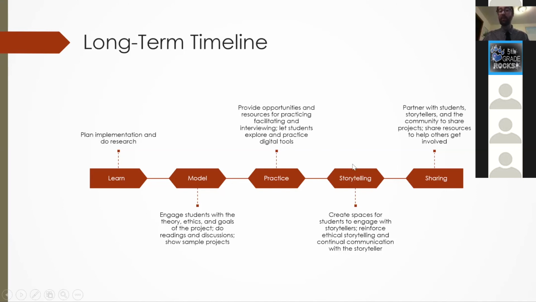Then you're going to have the storytelling piece where you're actually working on those final projects. And then you're going to have a time where you're sharing it out, getting it to the community, but also having time to just celebrate with students and letting them see each other's projects.